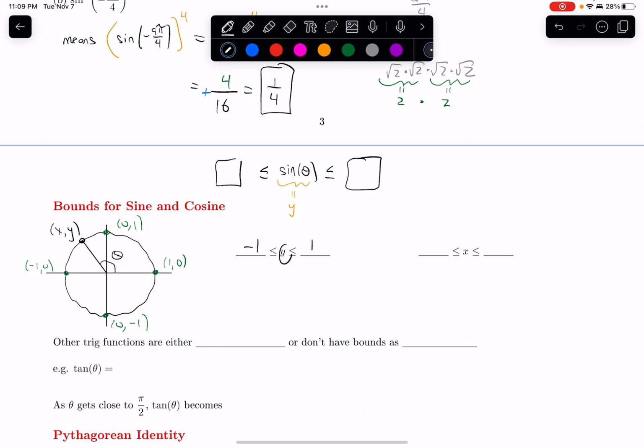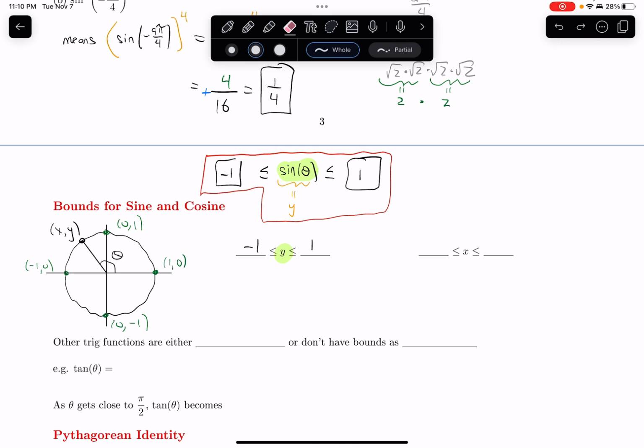And we just said that y is the same thing as sine theta. So I get to write the negative 1 here and the positive 1 there, and I'm going to box that. What this means is when I do sine of any angle, the output is always between negative 1 and positive 1. It can never be bigger than 1, and it can never be smaller than negative 1.